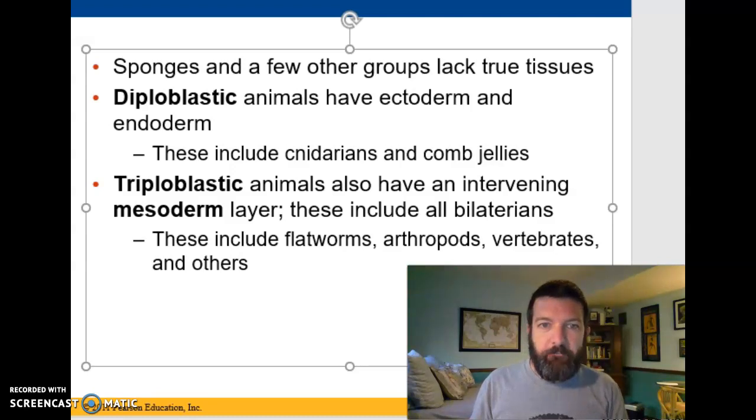So sponges don't have any true tissues. They're the exception here, but all other animals have tissues, and they are either diploblastic, having endoderm and ectoderm. This includes cnidarians, like jellyfish and sea anemones. Comb jellies are another group. And then most animals are triploblastic and have mesoderm in addition to endoderm and ectoderm.